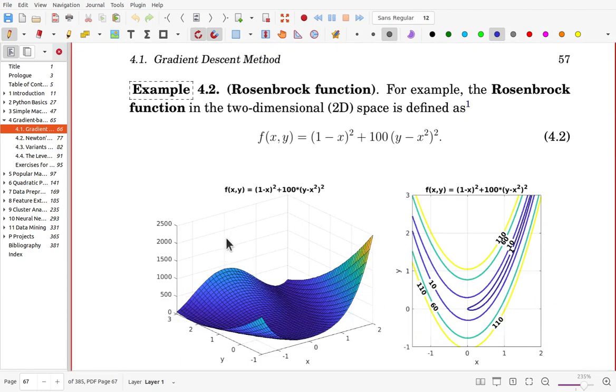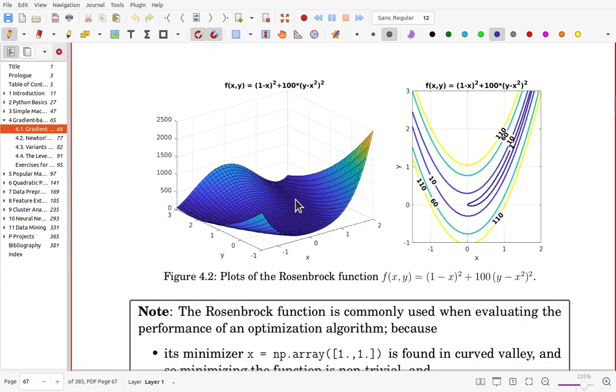We first consider a popular function used in the machine learning community. The Rosenbrock function in two-dimensional space is defined as here. If you plot the function, then you can see here the surface plot and contour plot.